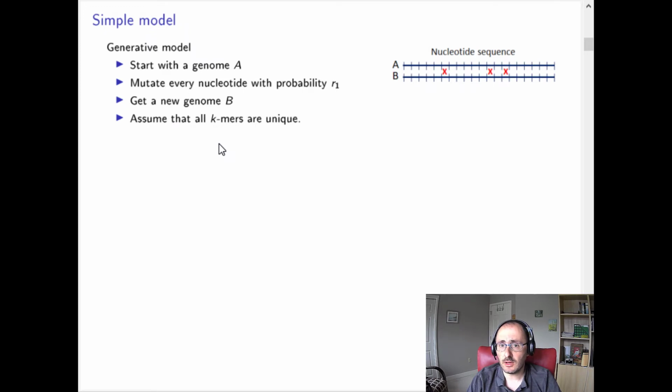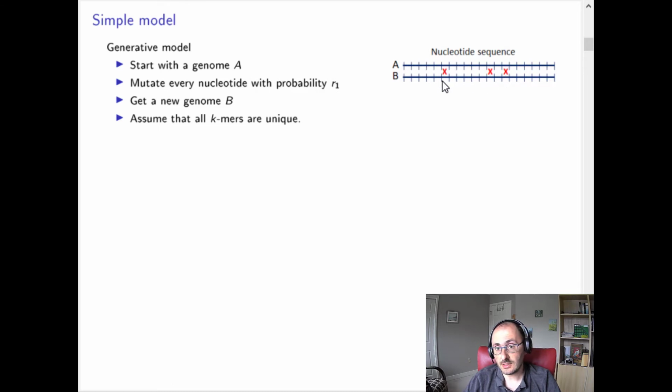So let's look at the model that we're going to be working with. We start with the genome A, and then we mutate every nucleotide with some probability R1. And this gives us a new genome B. So here I'm showing the mutations that actually happened as red crosses.